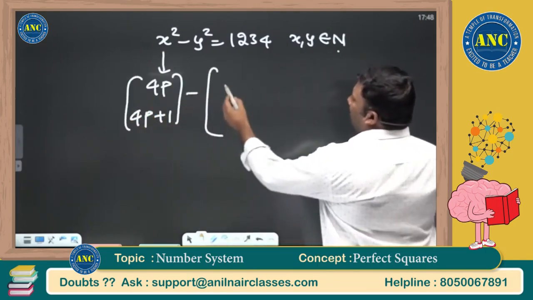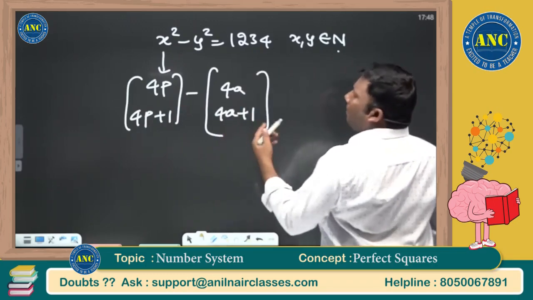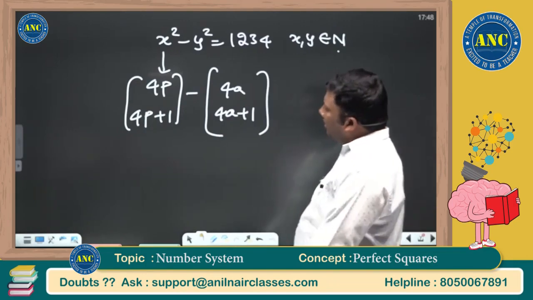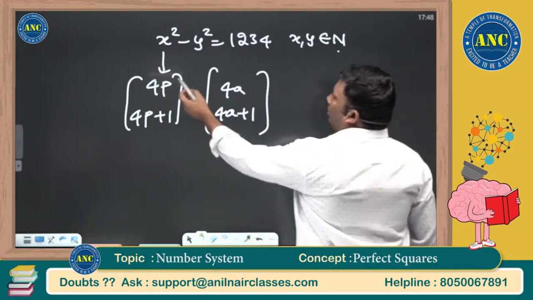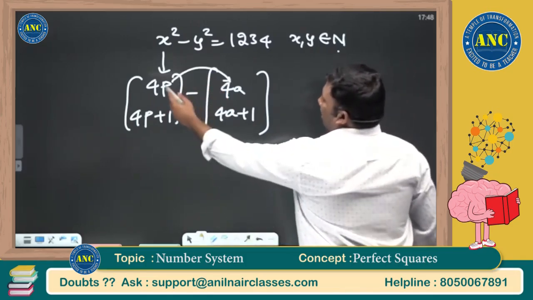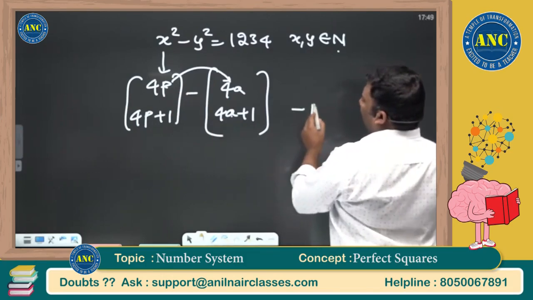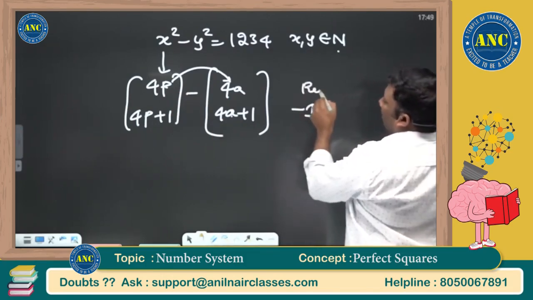These are also perfect squares. Any perfect square is of the form 4p or 4p plus 1, where p and a are some natural numbers, so x square is 4a or 4a plus 1. Now see here: these both are divisible by 4. Minus 1, minus 1: the remainder is minus 1.